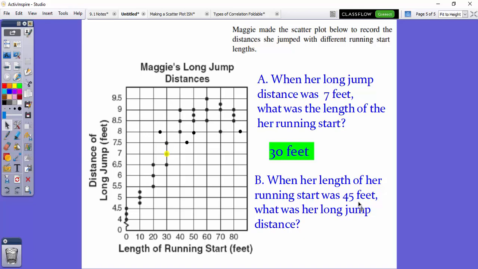So go ahead and figure out B. And the answer for B, if her running start was about 45 feet, it's in between 40 and 50. So that is this point right here. Then when we go over, it's about 7.5 feet.